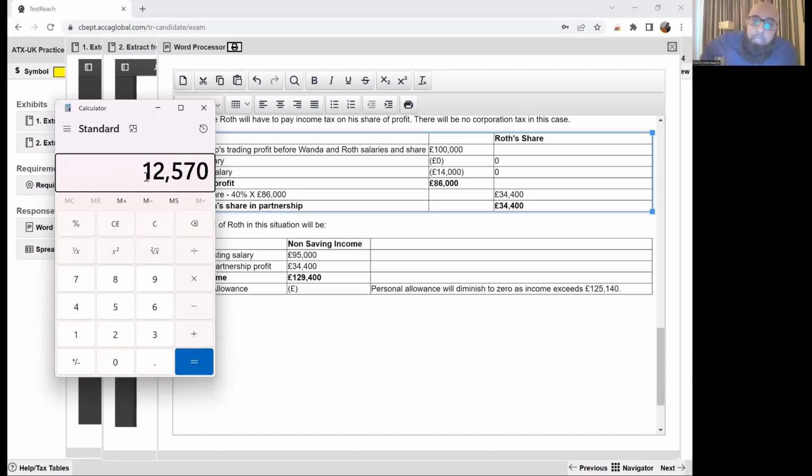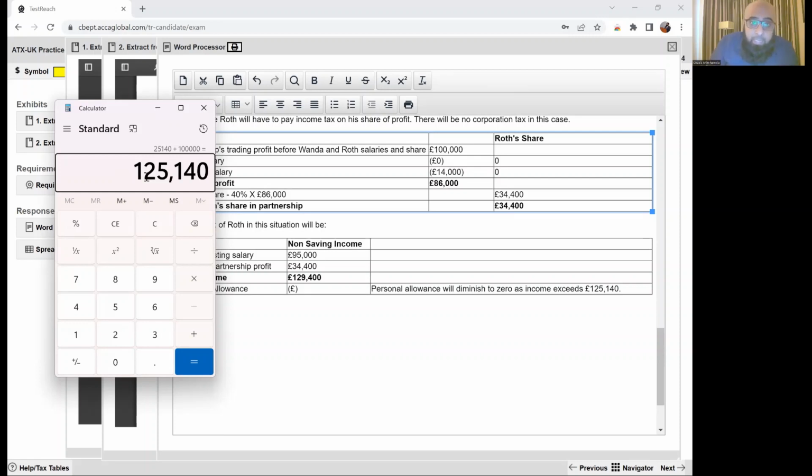12,570 is the personal allowance. For every 2, the allowance diminishes by 1. So this means that at excess of 25,140, the allowance will fall to zero. Now your income limit is 100,000, so I'll add 100,000. So 125,140 is a benchmark where allowance diminishes to zero.